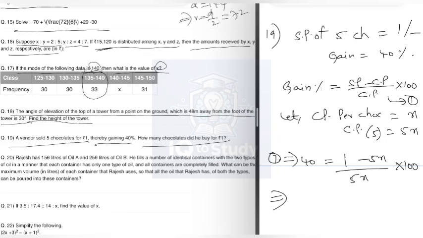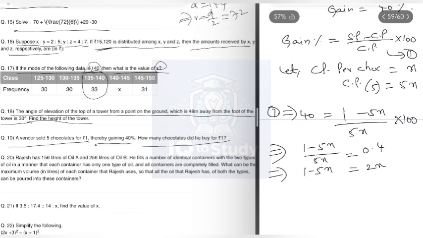That means 1 minus 5x by 5x is 0.4, and 1 minus 5x is equal to 2x. So 1 is equal to 7x and x becomes 1 by 7.